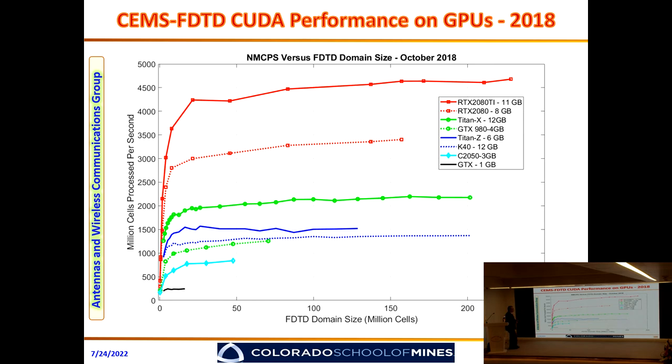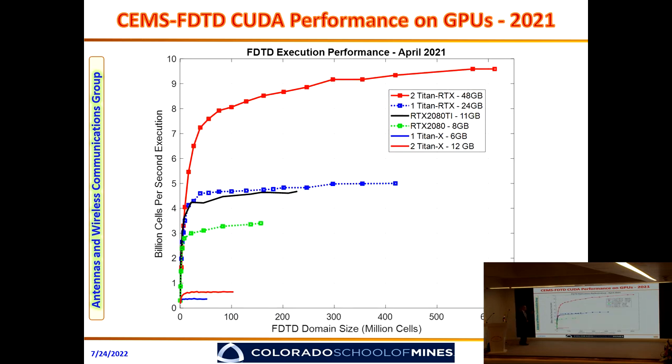So the performance of the finite difference time domain that we have right now: actually in 2018 we ran specs on the performance. On the 2080 graphic card, we can end up with about 4.6 billion cells per second execution. Last year, we used two new graphic cards. At that time, they were not the most advanced graphic cards, but we can reach almost 10 billion cells per second execution, and we can perform simulation beyond 600 million cells. And this we can do on one computer that has two Titan RTX. On a computer that has only one graphic card, we can reach about 5 billion cells per second, and we can simulate up to 400 million cells.